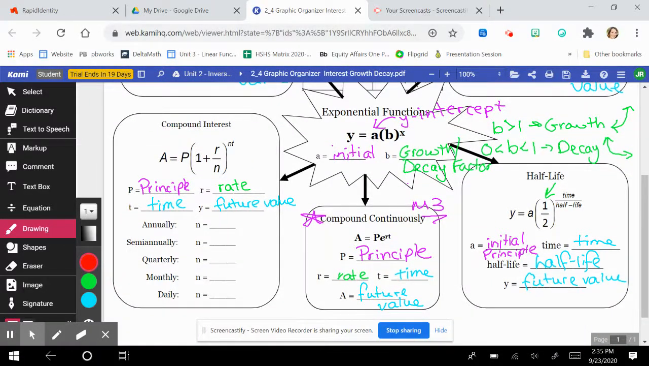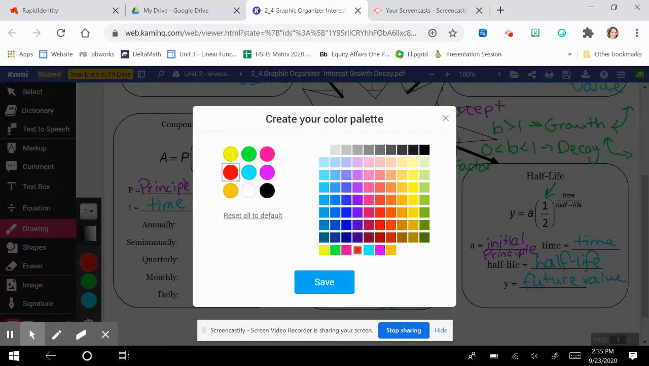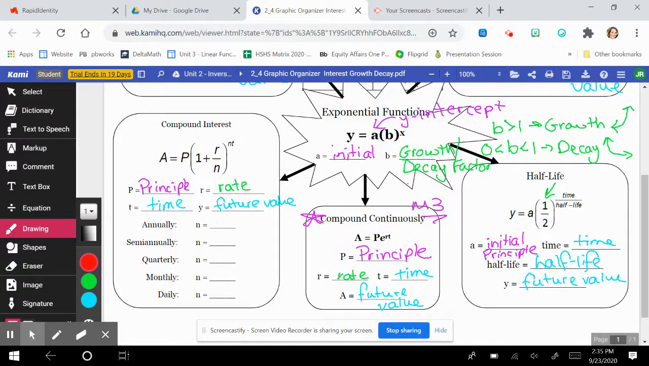Then we have compound interest. So when you compound things, it means that you are doing them over and over again. So we can say that interest is being compounded annually, or sometimes they will say yearly. N is just the number of times per year. So if it says that it is annually, that's once per year.